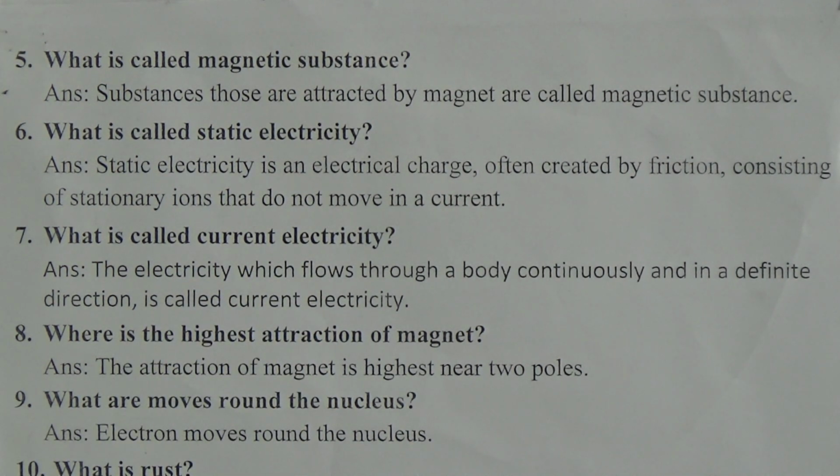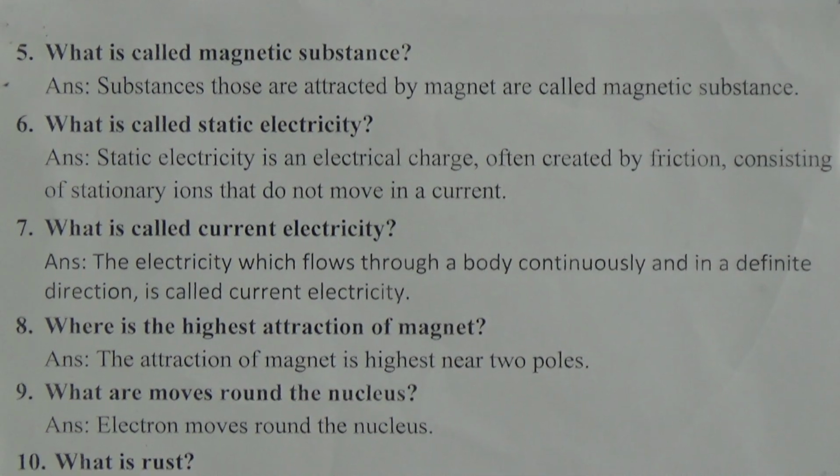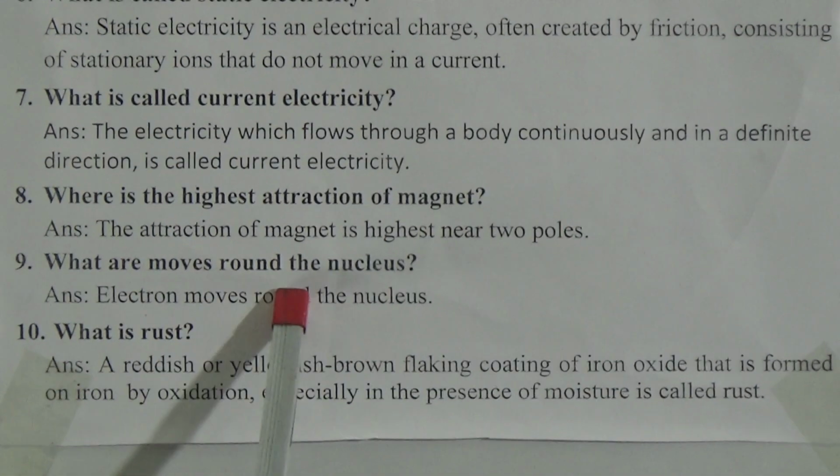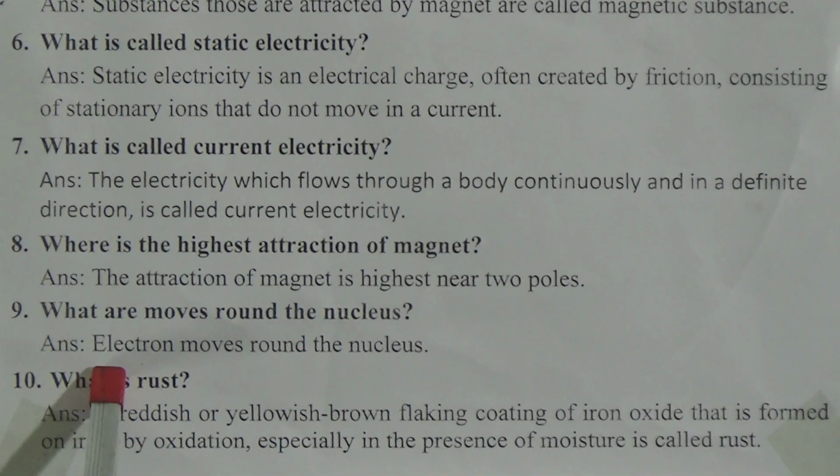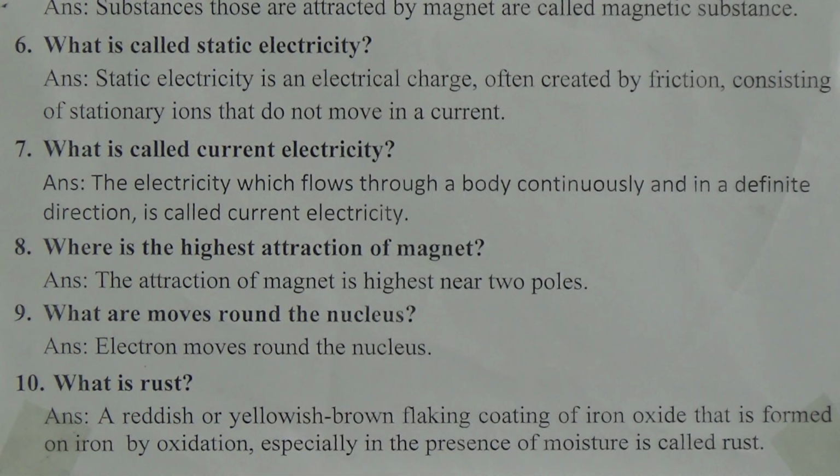Now number 8. Number 8 is, where is the highest attraction of a magnet? The answer is, the attraction of a magnet is highest near the two poles. Number 9, what moves round the nucleus? The answer is, electrons move round the nucleus. Number 10, what is rust? The answer is, a reddish or yellowish brown flaking coating of iron oxide that is formed on iron by oxidation, especially in the presence of moisture, is called rust.